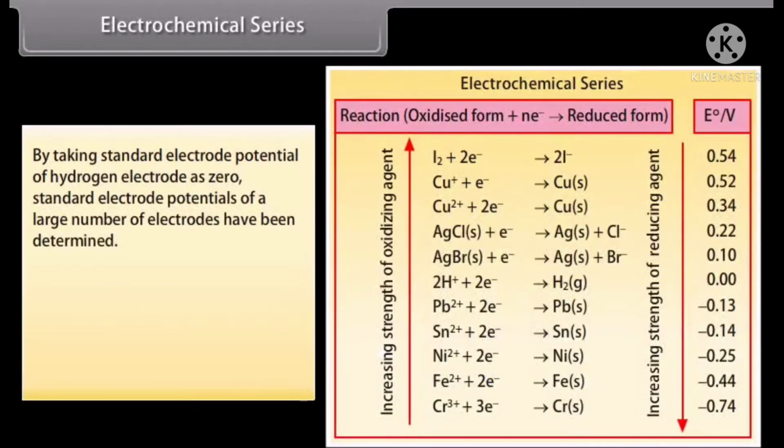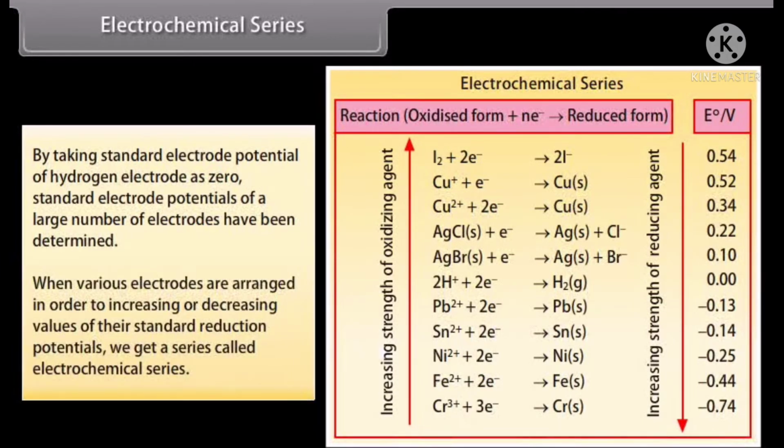Electrochemical series. By taking standard electrode potential of hydrogen electrode as 0, standard electrode potentials of a large number of electrodes have been determined. When various electrodes are arranged in order of increasing or decreasing values of their standard reduction potentials, we get a series called Electrochemical Series.